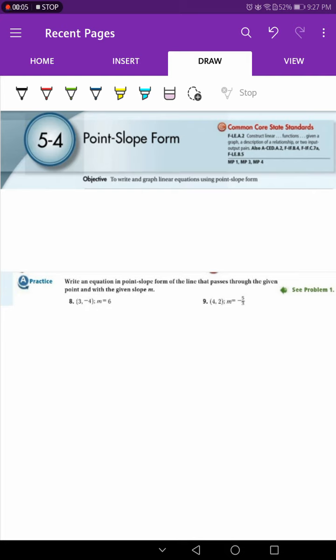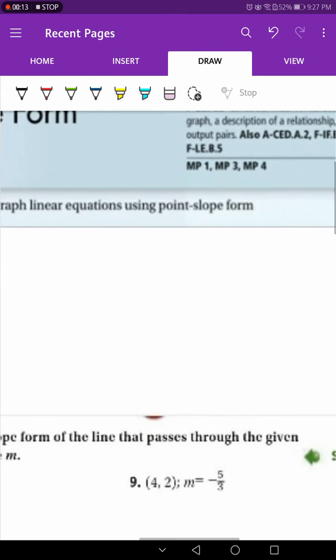Our lesson today is 5-4, point slope form, and our objective is to write and graph linear equations, but this time using point slope form.